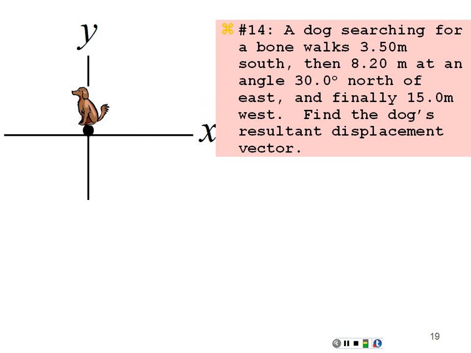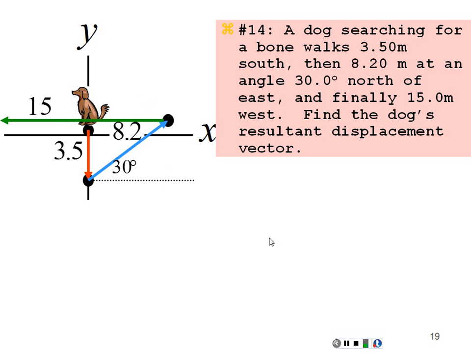So we can think of this. Here's our dog moving 3.5 meters south. That would be one vector. And then 8.2 meters at a 30 degree angle north of east. So I look at east first, and then I go 30 degrees north of it to determine the direction of this vector. That's the way you have to work. And that will have different components, x and y, associated with it. And then my last vector is 15 meters west. So that would be totally in the negative x direction. And that will be my third vector. So we want to find the addition of these three, which would be the resultant vector from the origin to the tip of the last vector.